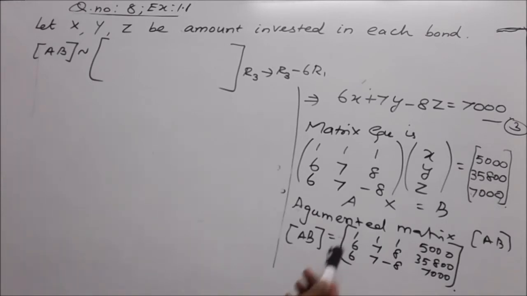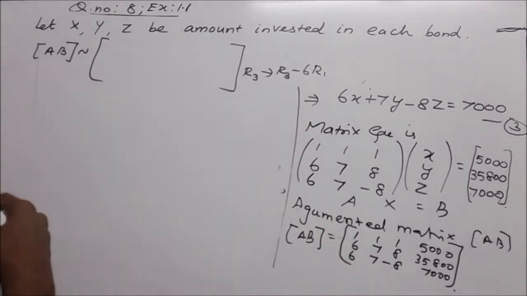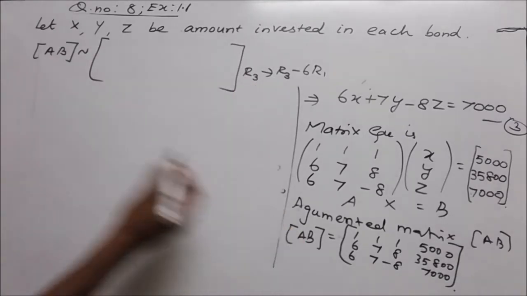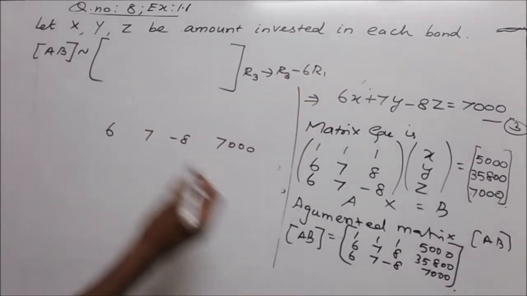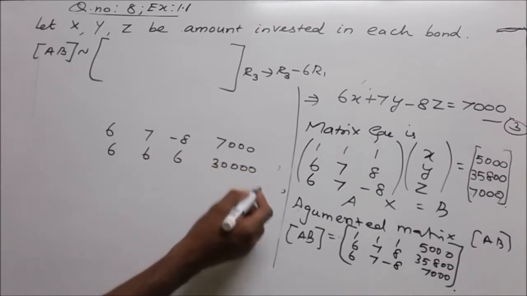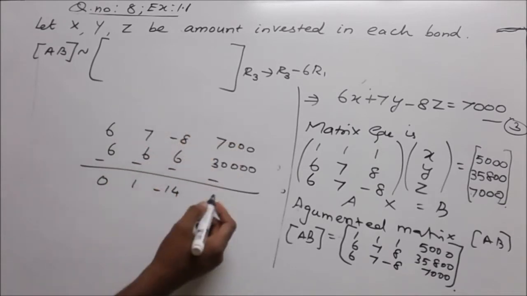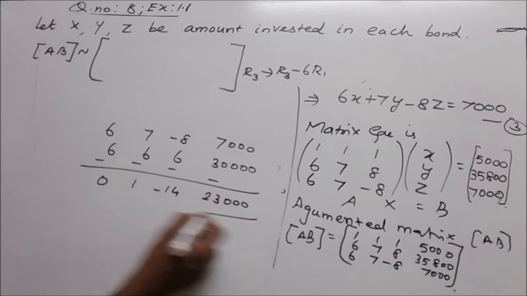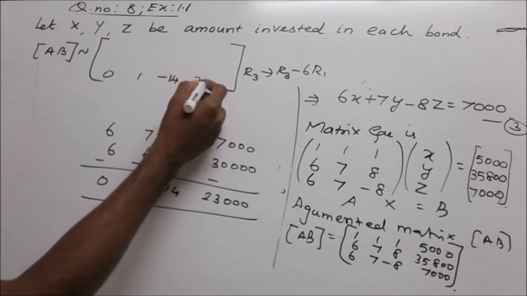Now, we should reduce by using elementary transformation. To make this 6 as 0, multiply R1 by 6 and subtract. R3 tends to R3 minus 6 R1. In this case, we have R3 as 6, 7, minus 8, 7,000, and 6 R1, multiply R1 by 6: 6, 6, 6, 30,000. Subtracting, we get 0, 1, minus 14, minus 23,000.